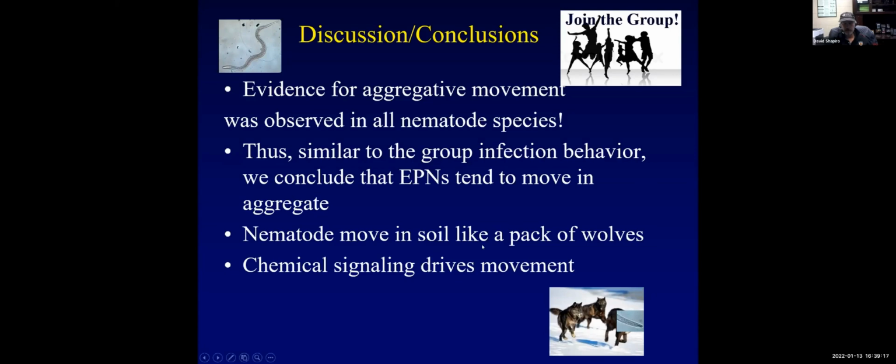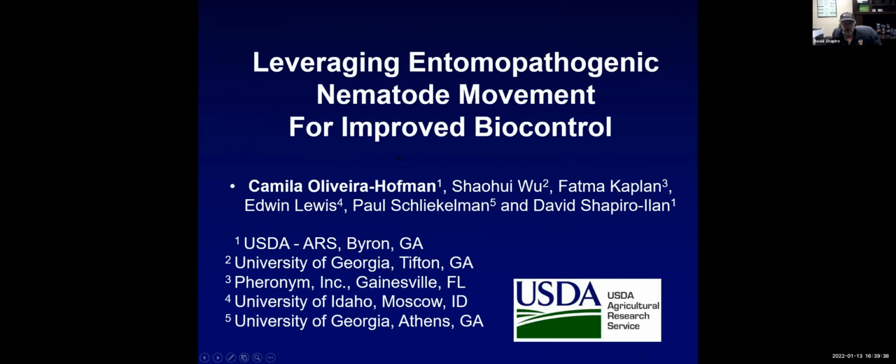So we like to think of them now as these little packs of nematodes in the soil, like a pack of wolves. And we know that there's chemical signaling going on that's driving their movement. We think maybe there's a little alpha nematode leading the pack. But these chemical signals are pheromones. And the next step is, how do we leverage that knowledge to improve biological control using these pheromones?